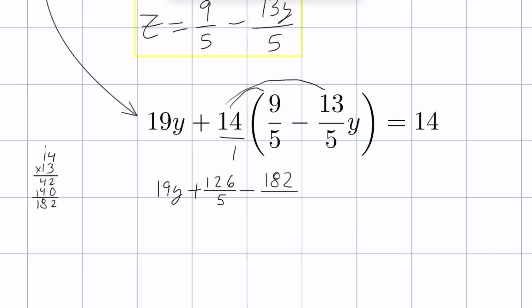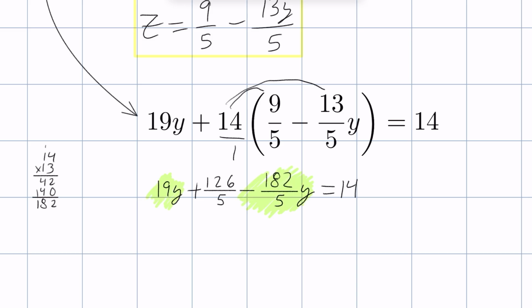Doesn't take you long. Depending on your comfort level, you could almost do it mentally. All right, 1 times 5 is again 5, and this time we have a y. This is all equal to 14.